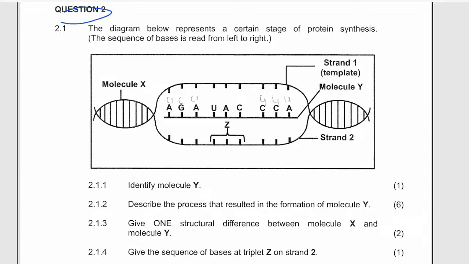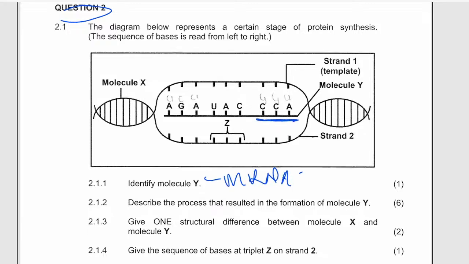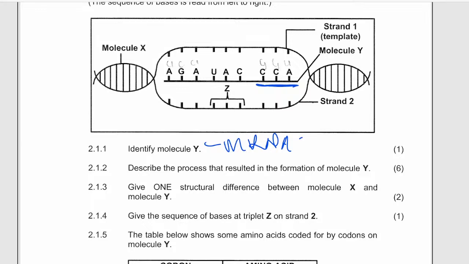Let's hunt for 50 marks again. Identify molecule Y. Molecule Y is this, which is the messenger RNA. If you wrote RNA, it is 0. It's supposed to be messenger RNA. Describe the process resulting in the formation of Y. You see, I told you yesterday that they're going to ask you this. Describe the process which results in the formation of Y. You understand? Formation of Y.